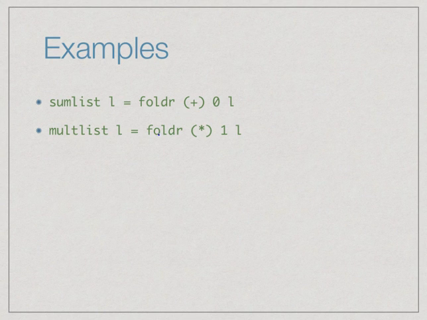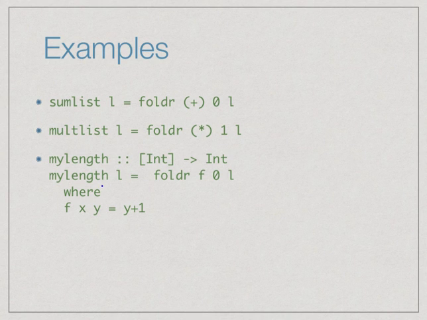Therefore sum list, the function that we wrote, is the same as folding the function plus from the right using the initial value 0. Mult list is the result of folding from the right the function times with the initial value 1.